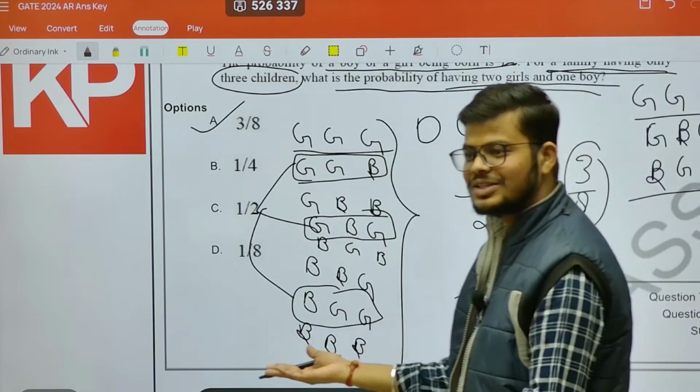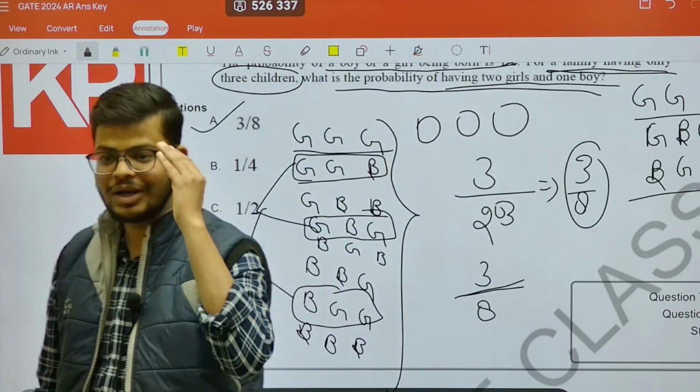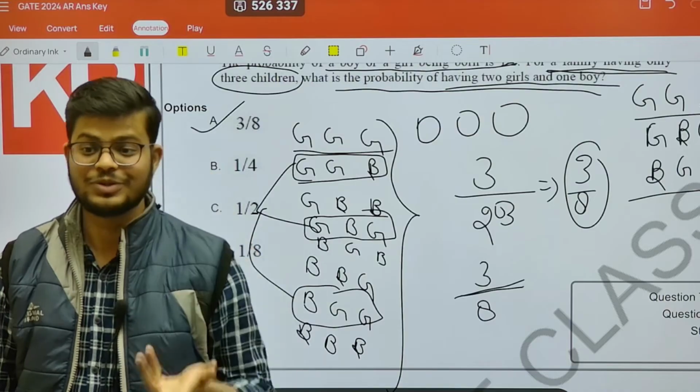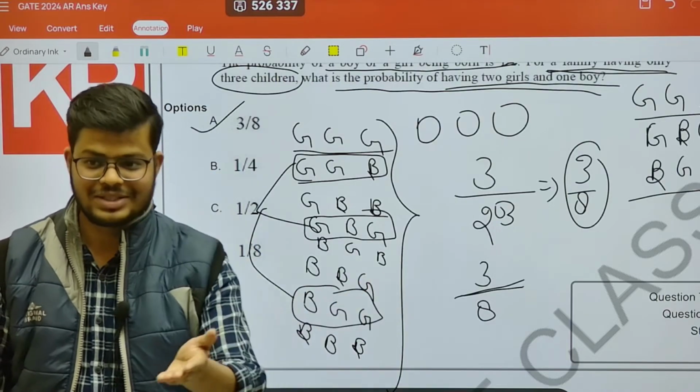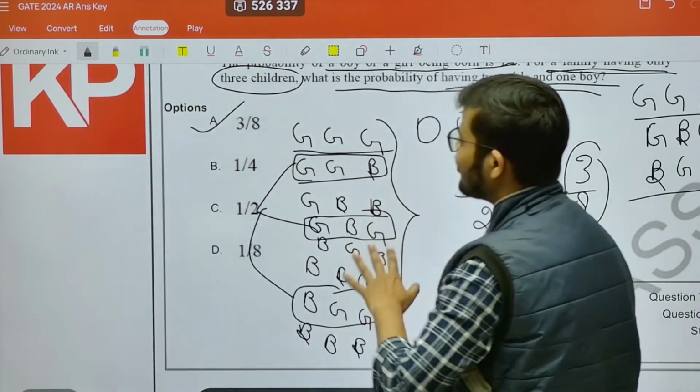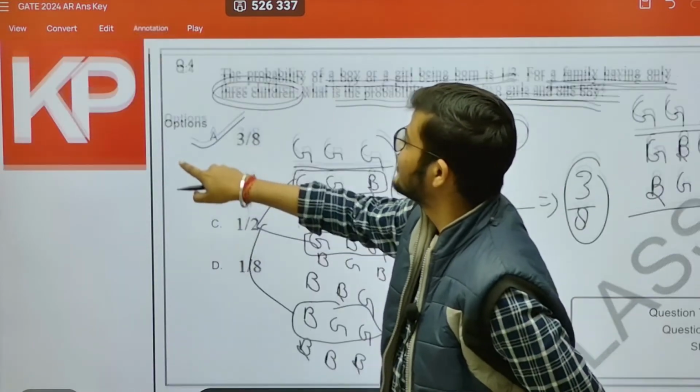Just deal with these questions. If you have an idea about probability, you can solve this question. If you have the philosophy of how we calculate probability, that 1/2 is the equally likely outcome, then based on that concept you can deal with a question like this, which is given in question number 4.